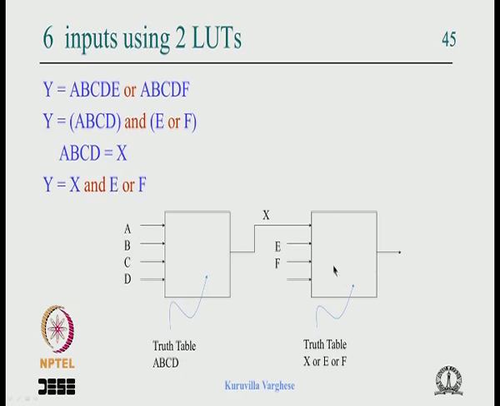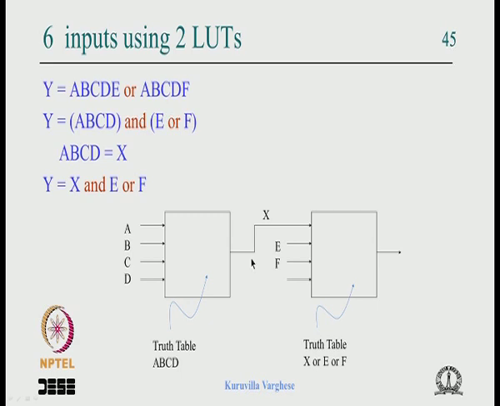It does not matter because we have seen that any boolean function of up to 4 variables can be programmed in the lookup table. So this can be easily implemented. So this is 6 input, but it can be built using 2 lookup tables instead of 4 lookup tables. That should be kept in mind.